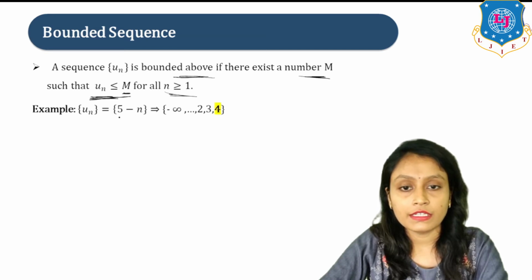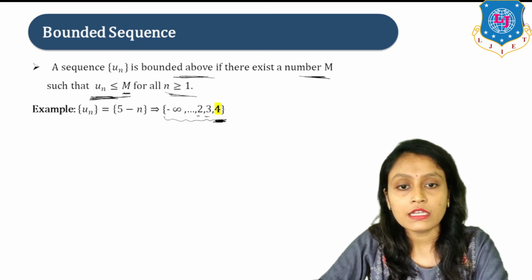Here u_n is given, that is the sequence 5 minus n. Okay, so if you substitute n is equal to 1, you will get 4. Then n is equal to 2, so you will get 3. n is equal to 3, so you get 2, and so on, up to minus infinity. Okay, so now all the terms of this sequence are less than 4, right? So it is bounded above.